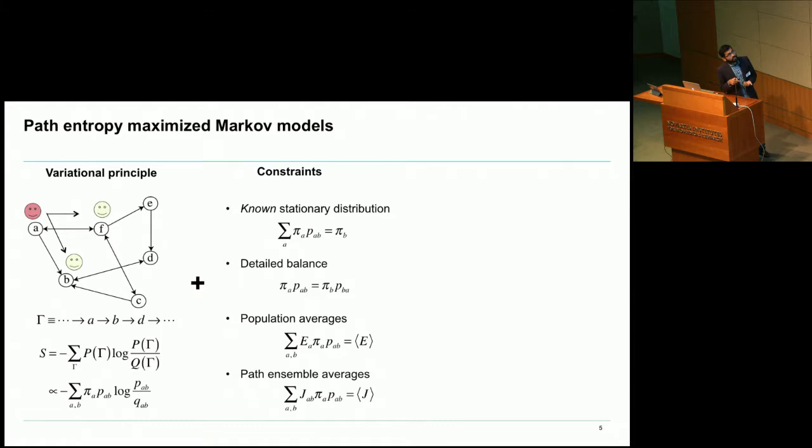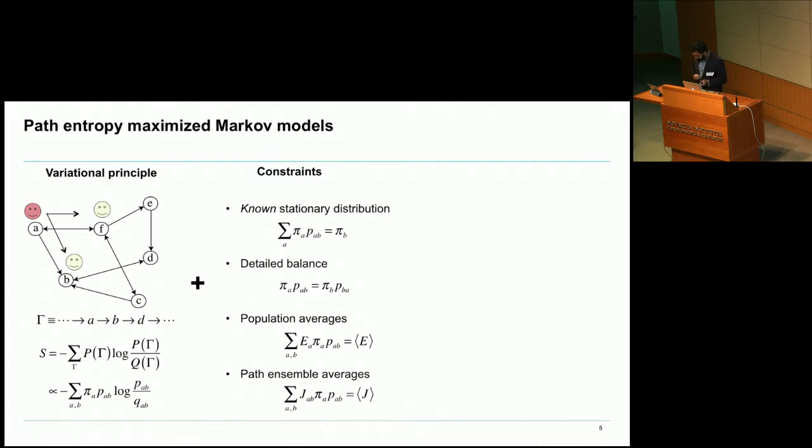You may know the stationary distribution that you want to enforce on this Markov process, which would be, for example, a Boltzmann distribution. Now, if you're working with molecular dynamics, you may also want to impose detailed balance, which would make sure that the forward trajectories look similar to the backward trajectories.